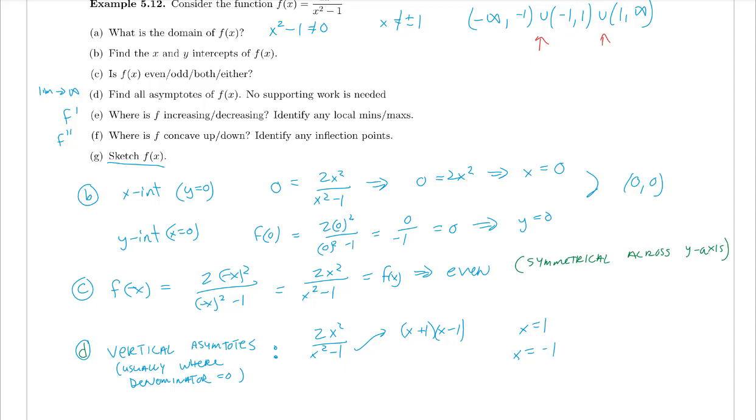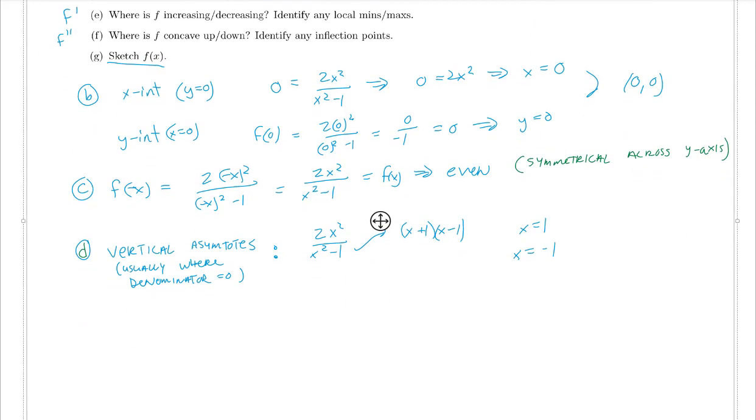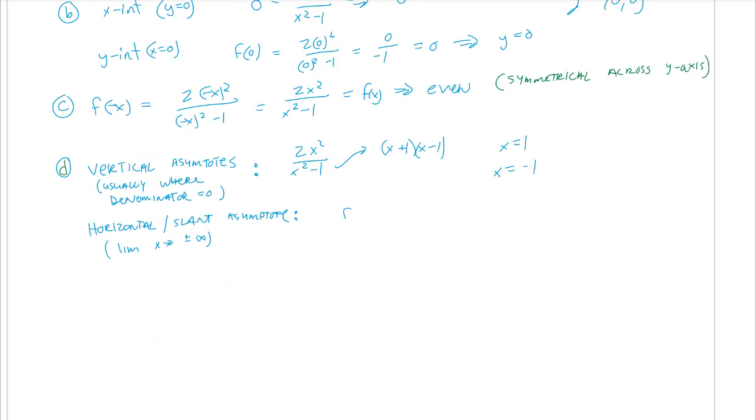All right, let's figure out how we find our horizontal asymptote. To find our horizontal and slant asymptotes, this usually has to do with taking the limit as x goes to infinity. The function that we're dealing with is f of x equals 2x squared over x squared minus 1, and I can get the horizontal asymptote by just looking at these leading terms, the terms with the highest exponents. I can tell that the degree of the top is 2, and the degree of the bottom is 2.